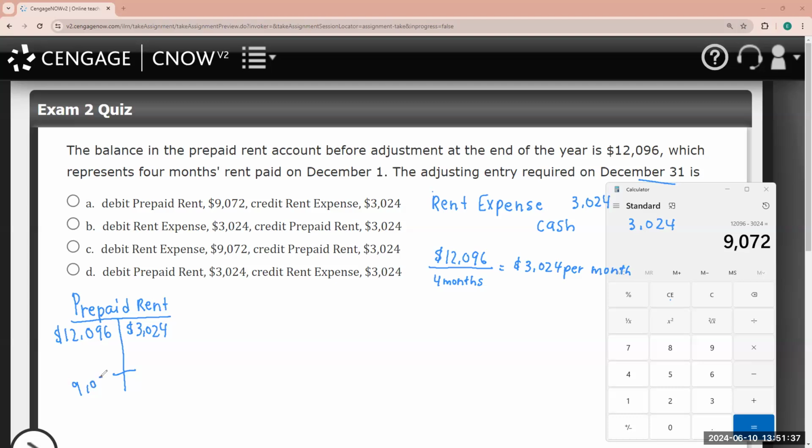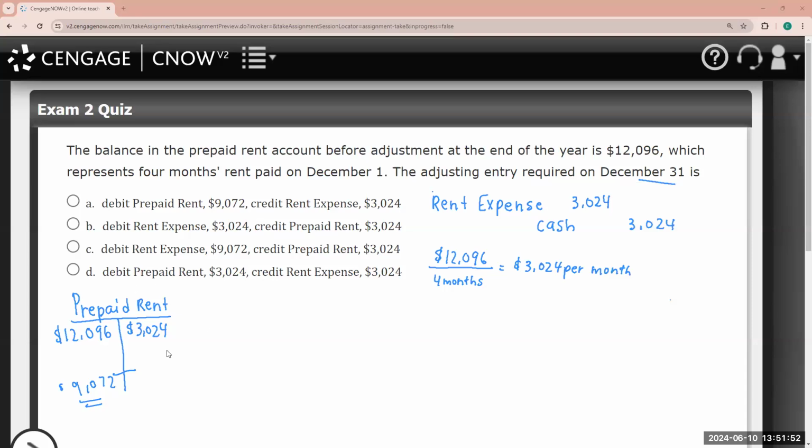All right, and one way that we can make sure that this information is accurate and it does represent our 3 months: 9,072 divided by 3, perfect, right? So this represents the monthly amount. So we know what our credit is going to be. We're going to credit our prepaid rent account.